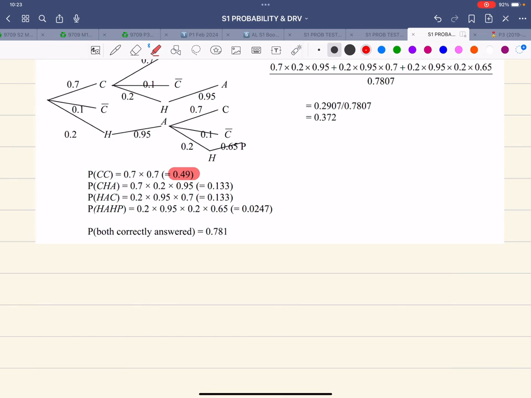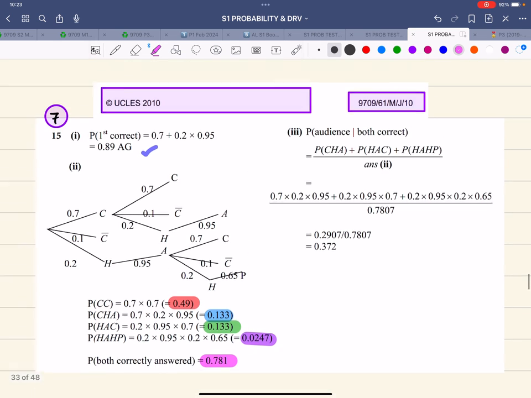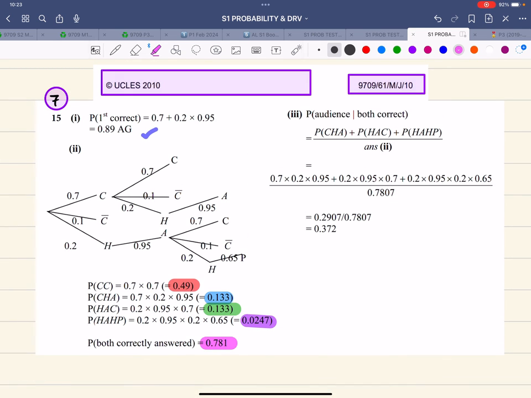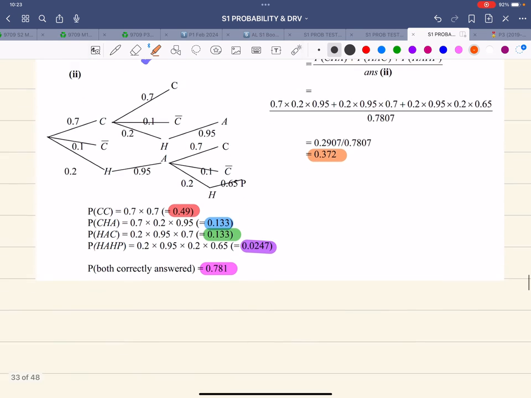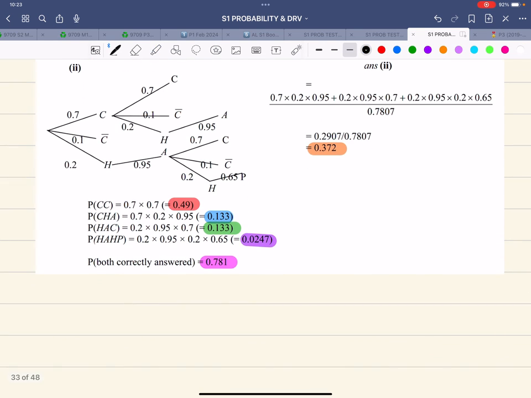So now this thing, let me highlight this. This is 0.49, the first option, 0.133, second option, 0.133, third option, 0.0247, fourth option. And that is the final answer that we are getting. They have rounded off, but I prefer not rounding off because it is exact. That is the logic. And this is 0.372. So that is how this particular question is done and dusted.